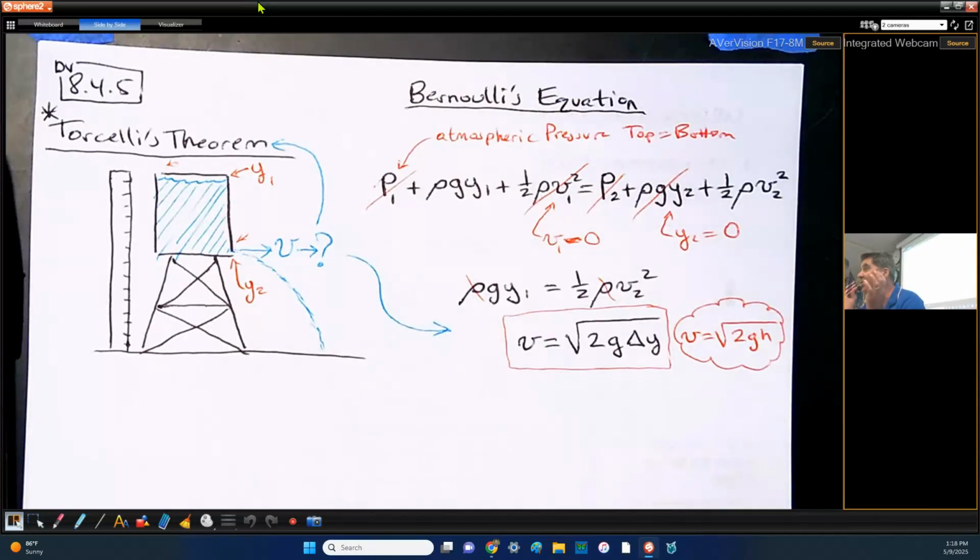Okay, so how fast is it going? Well, it's a relationship: V equals root 2G delta Y. So far so good? The notes themselves are kind of done, so I'm going to give you an example question.